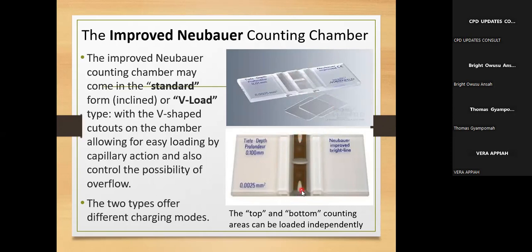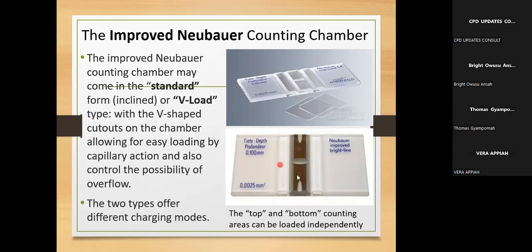and takes the form of a V. That's why we call it the V load. Now, if you put the cover slip on it, and then you are charging the chamber, it means that you must incline your pipette, because you put the cover slip on it here, and then you are going to charge the chamber at the edge here, and you must be careful how you do that. So you incline your transfer pipette or capillary, whatever you are using to charge it, at this edge, and then try to get it charged.